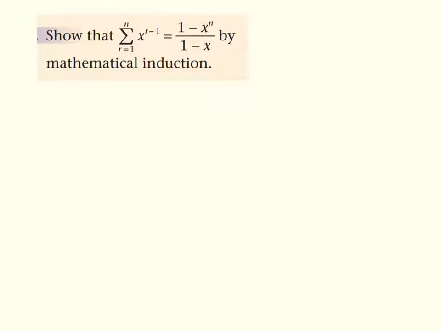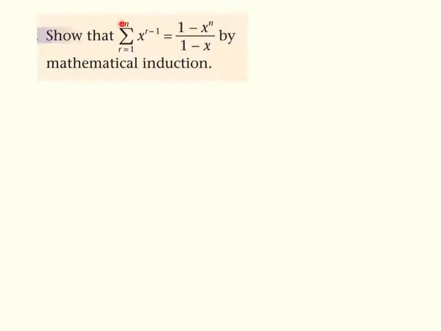This is a hardened induction question. And it says, show that the sum from r equals 1 up to n of x to the r minus 1 equals this quotient here, by mathematical induction. So it's the same process, but a good idea in these questions, firstly, is to write out what we've got.